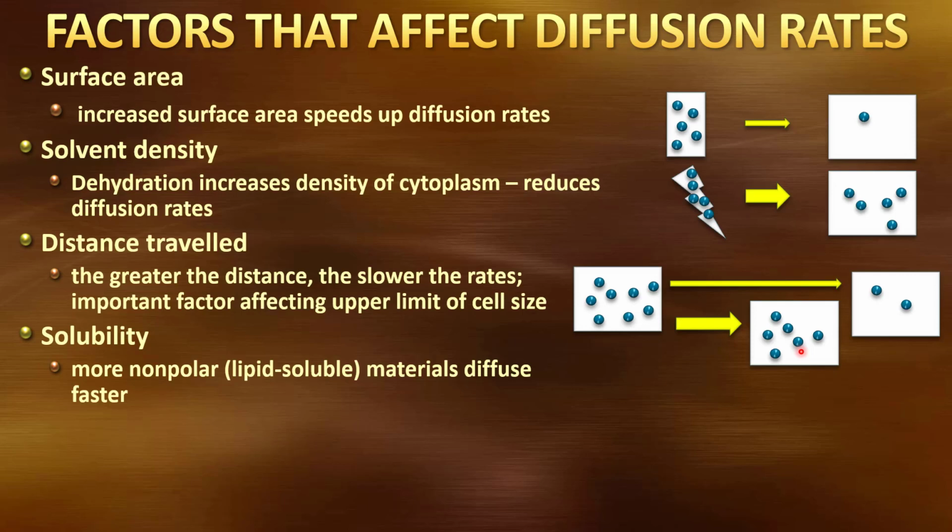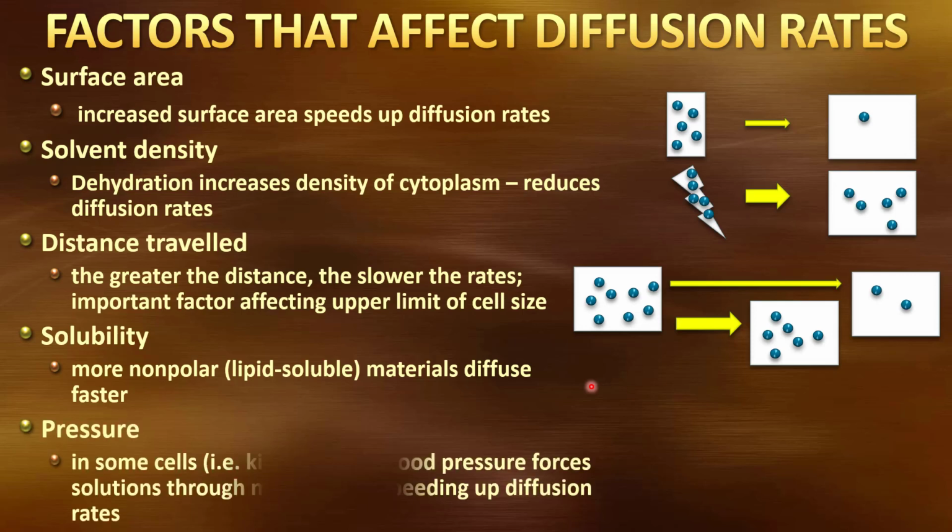Solubility is another thing that affects diffusion rates. More nonpolar substances, things that are soluble in lipids, tend to diffuse at a faster rate than the more polar substances or charged particles. Pressure is another factor that affects diffusion rates.